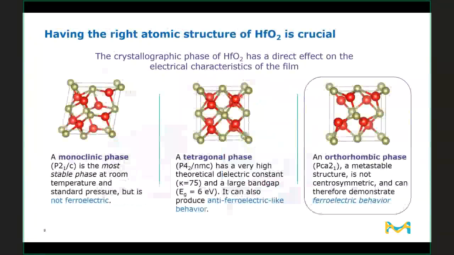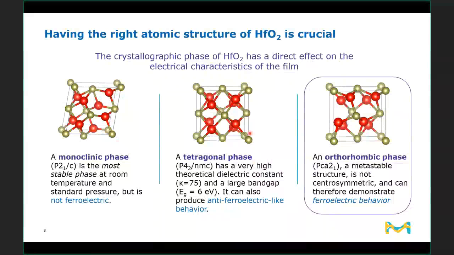And so the key as to why the deposition conditions need to be specific, and why we've been investigating these materials for years but didn't discover the ferroelectric behavior until 2011 in the overall field of all of the people working in semiconductor materials, is because having the right atomic structure is absolutely crucial to achieving this ferroelectric behavior. So the most stable phase at room temperature and pressure for hafnium oxide is monoclinic. And so this is this strict crystal structure shown here, and it's not ferroelectric.